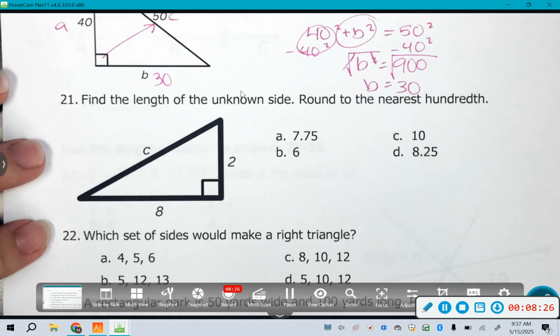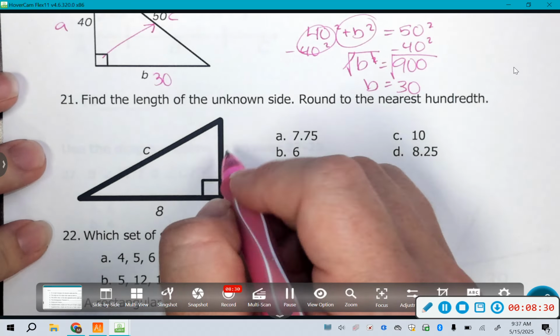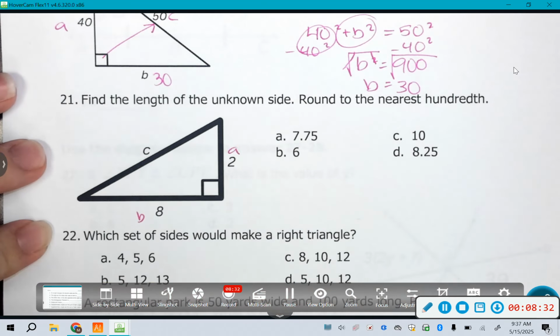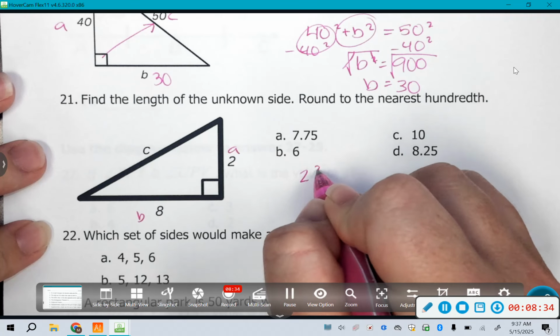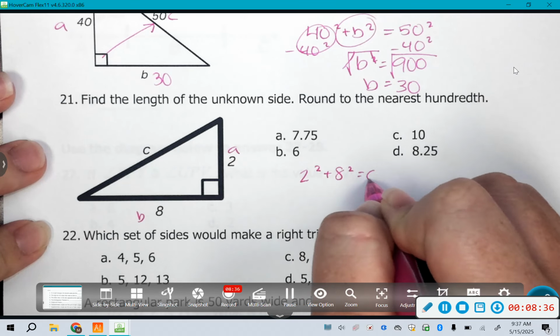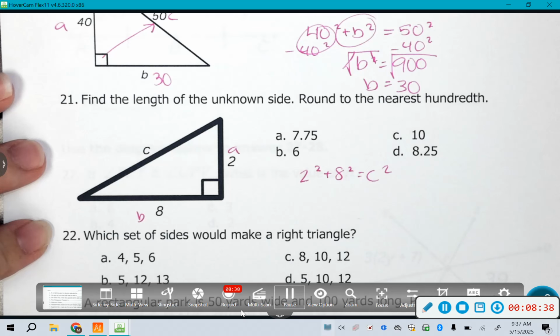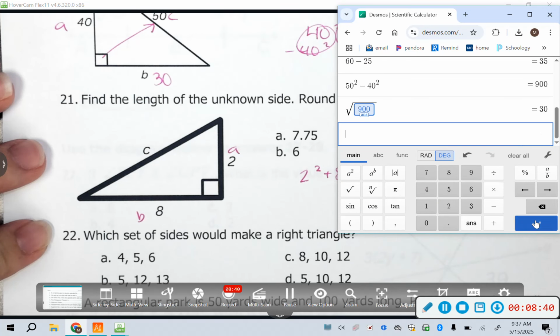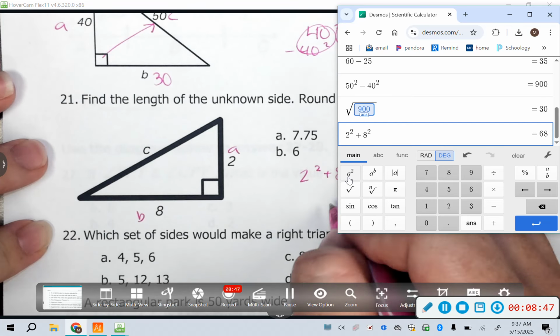Okay, looking at 21, same concept, find the length of the unknown side. So we know A, we know B, we don't know C. So 2 squared plus 8 squared equals C squared. And again, we're going to use our calculator. And we're going to do 2 squared plus 8 squared equals 68.